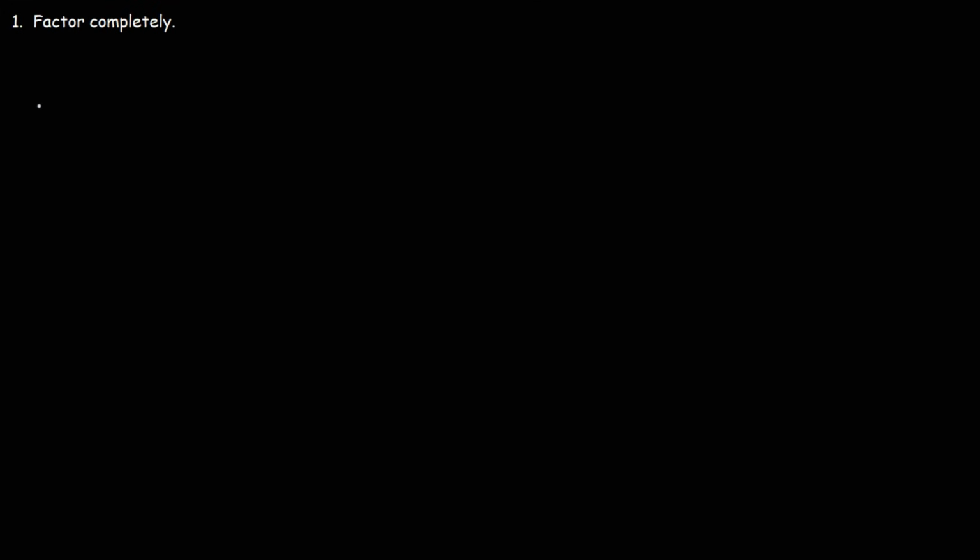For the next problem, we have 6x squared minus 7xy minus 5y squared. Go ahead and try that. So we have a trinomial where the leading coefficient is not 1. In a situation like this, you need to multiply the leading coefficient by the constant term. But that's really not the constant term though, but in this case the coefficient of the last term.